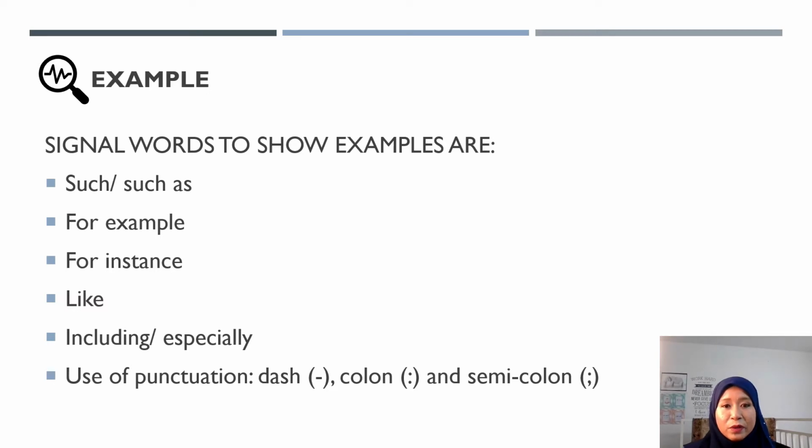Next, example. We can see whether the writer has already given examples in the passage. So, signal words to show examples are such as, for example, for instance, like, including, especially. And sometimes the writer would use punctuation, for example, dash, colon, and semicolon.